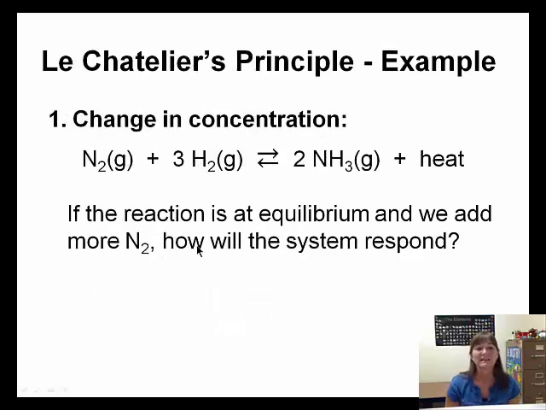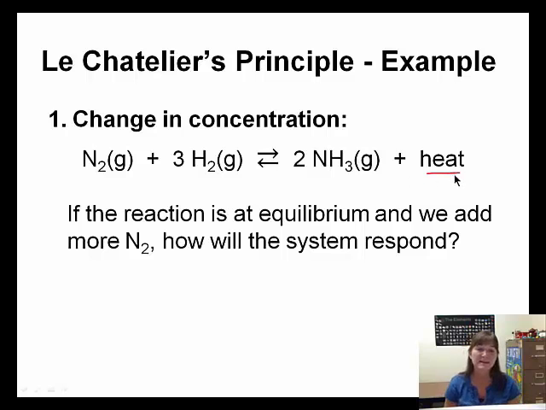So let's focus on some of our stresses. Let's say we're going to stress our system at equilibrium by doing a concentration stress. So let's first look at this equation we're going to focus on. I've got nitrogen gas reacting with hydrogen gas to produce ammonia. And when the ammonia is produced, it's also producing heat. So if I was to ask you whether this was an endothermic or an exothermic reaction, I would hope that you would say exothermic, because heat is on the product side.